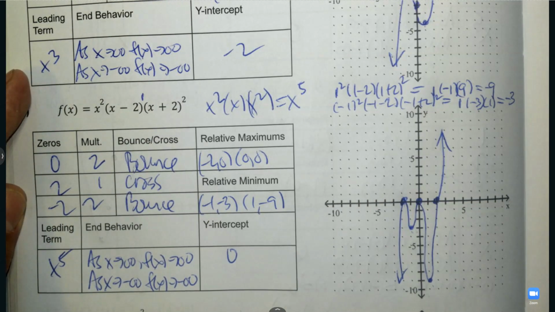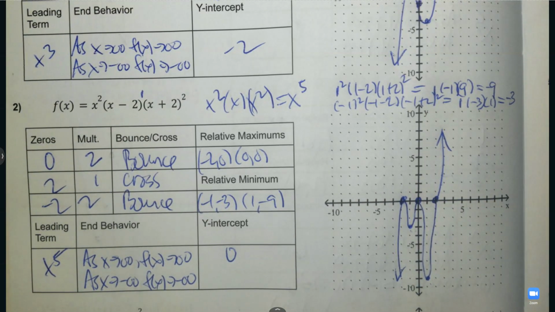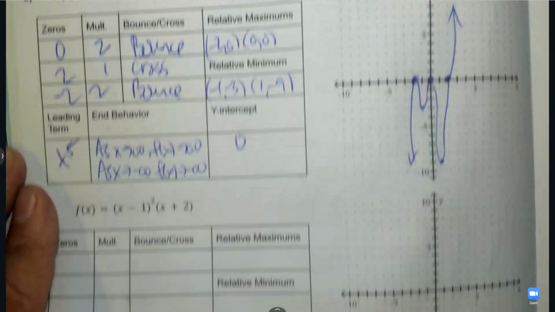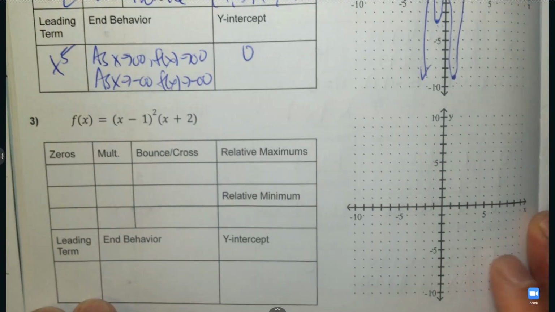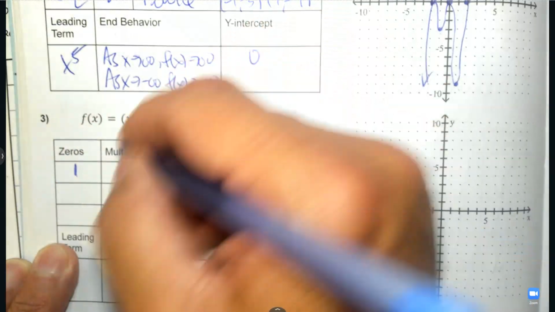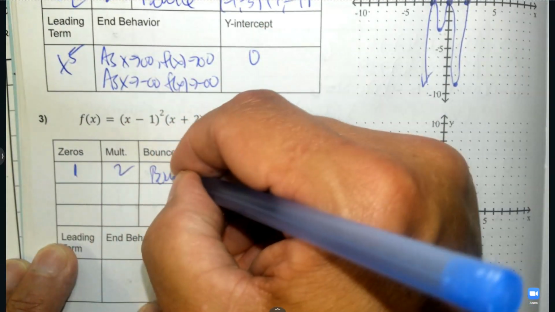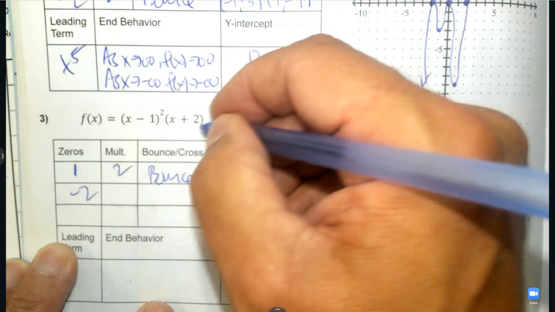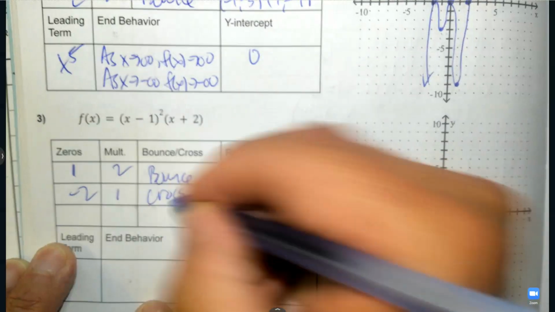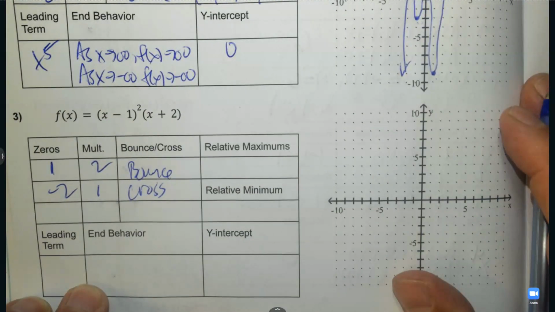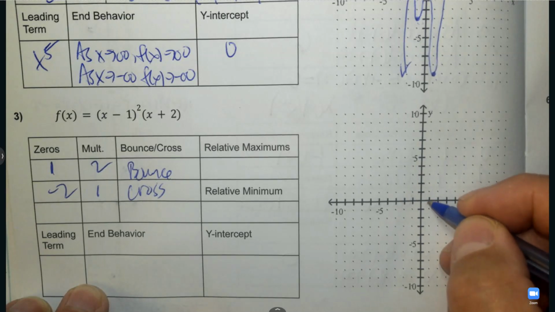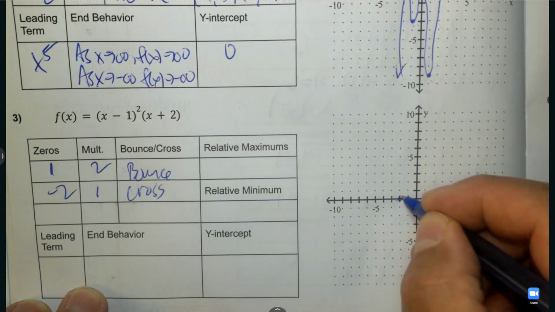Eventually, you're going to have to try this independently. So maybe number 3, do you want to try it and then watch the video? All right, there's only 2 zeros here. +1, it's even, so it bounces, and -2, it has an odd exponent, so it's going to cross. So we're going to find that. So I got +1 and -2.